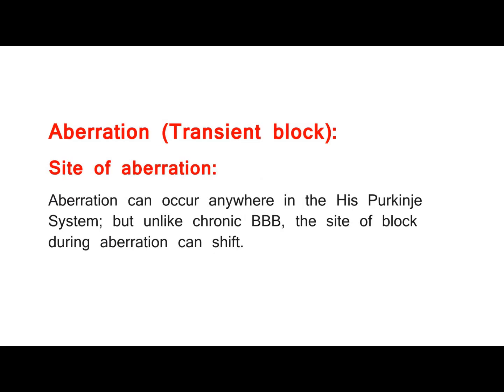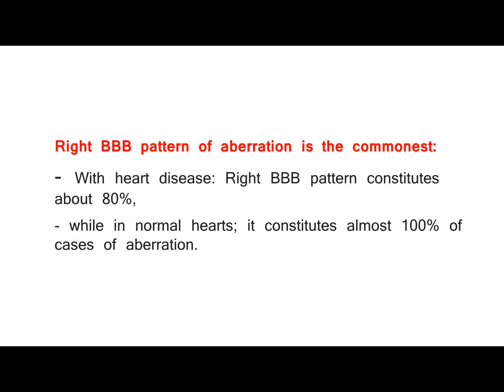Aberration, transient block. Site of aberration. Aberration can occur anywhere in the His-Purkinje system, but unlike chronic BBB, the site of block during aberration can shift. Right BBB pattern of aberration is the commonest. With heart disease, right BBB pattern constitutes about 80%, while in normal hearts, it constitutes almost 100% of cases of aberration.